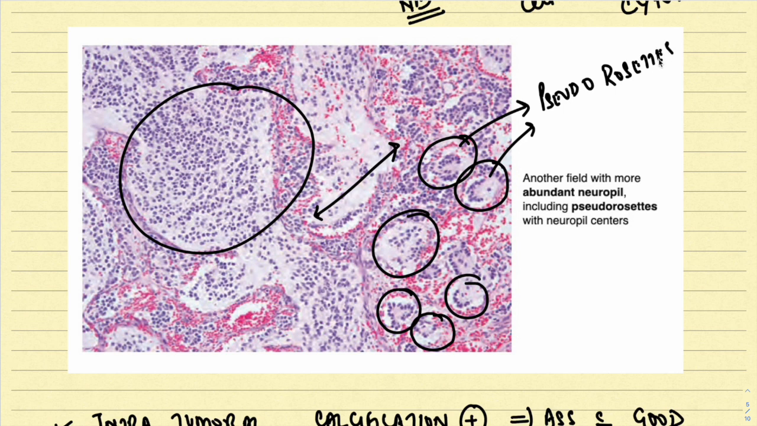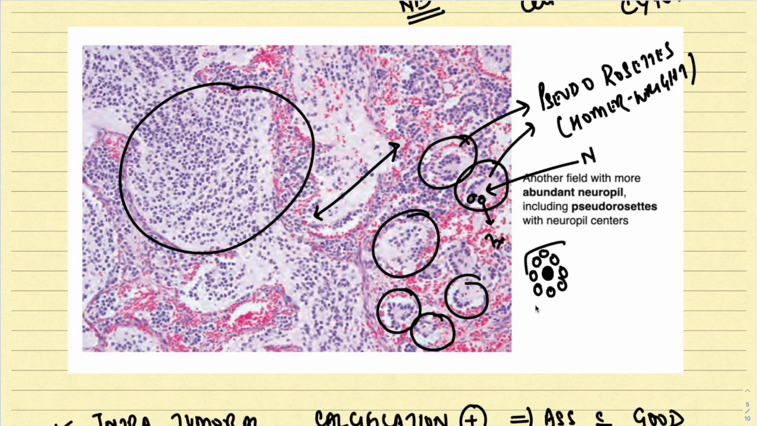And in case of neuroblastoma, we call them the Homer-Wright pseudorosettes. As you can see, the center part contains neuropil that is surrounded by the tumor cells, as we can appreciate from these diagrams. So the center part over here is the neuropil, and surrounding it, you can see, are the tumor cells. This is classically called the Homer-Wright pseudorosette.